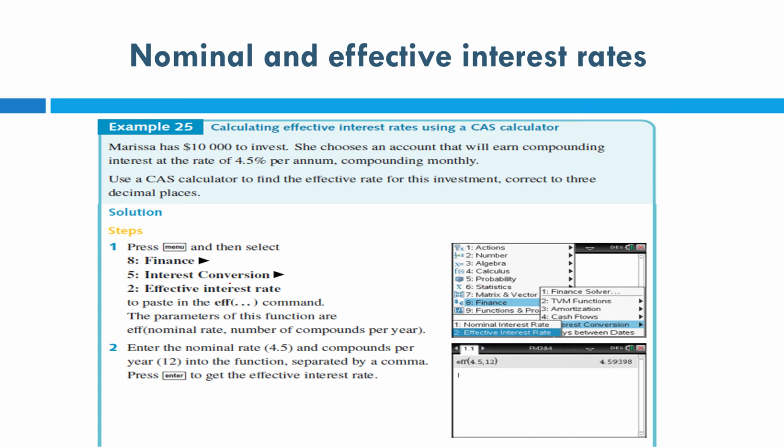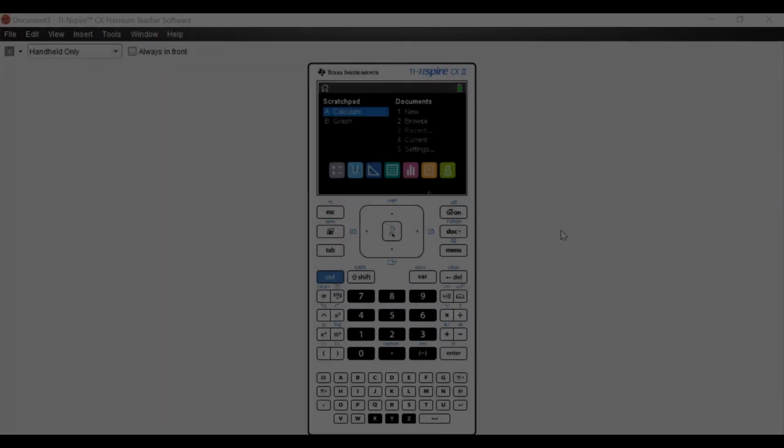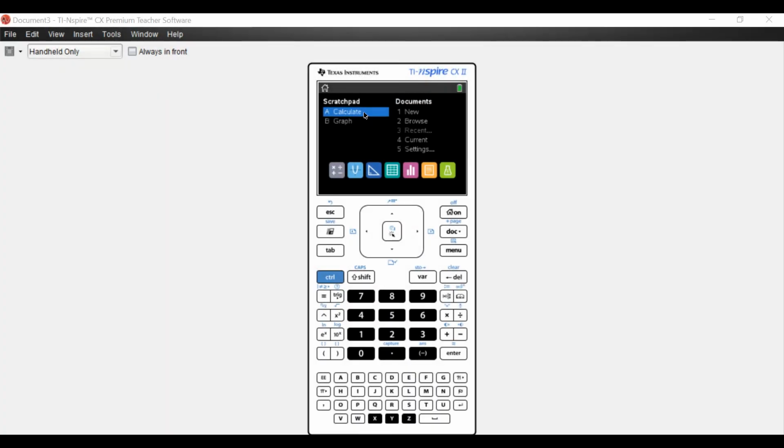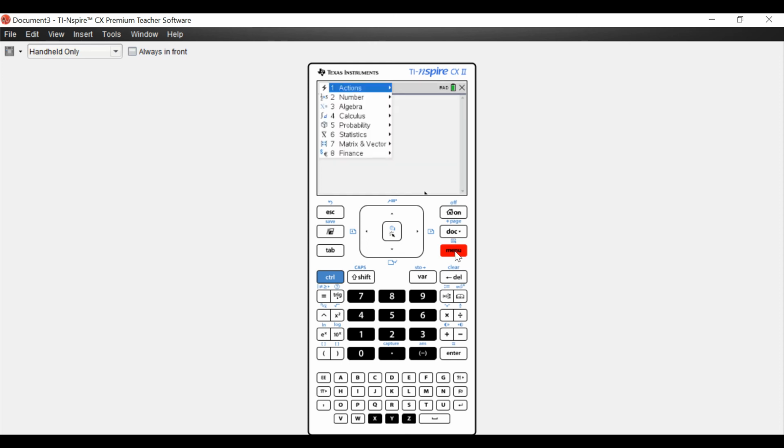Right, how to do this on the graphics calculator. So Marissa has 10,000 to invest. She chooses an account that will earn compounding interest at the rate of 4.5% per annum, compounding monthly. Use the calculator to do this. So I'm going to go through the graphics calculator with you now. When you turn on your calculator, go to calculate, then hit menu, go to finance and interest conversion, and then I want you to select effective interest rate. So we're telling the calculator to find the effective interest rate.